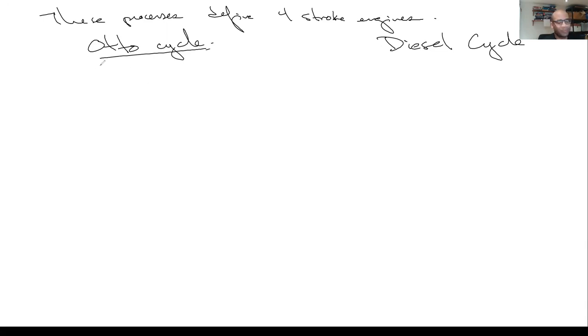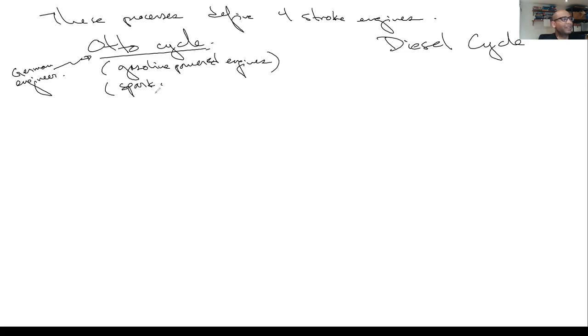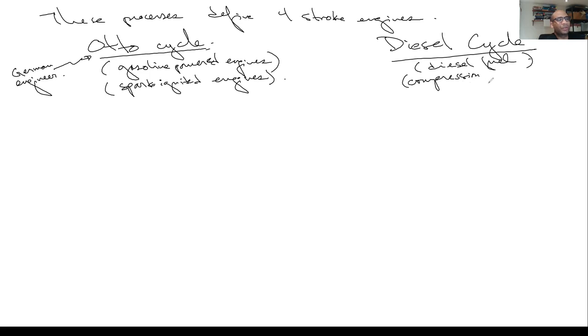Otto cycle is Otto, not the car. Otto was a German dude. So here I'm going to make a note. This is a German engineer. The Otto cycle is what is typically used for gasoline powered engines. And it's typically also what we call spark ignited engines. The diesel cycle, these use diesel fuel. And we also call them compression ignition engines.